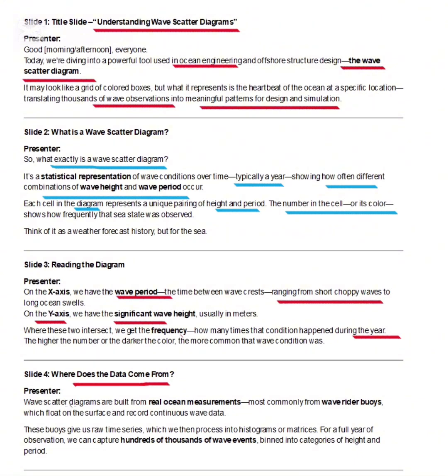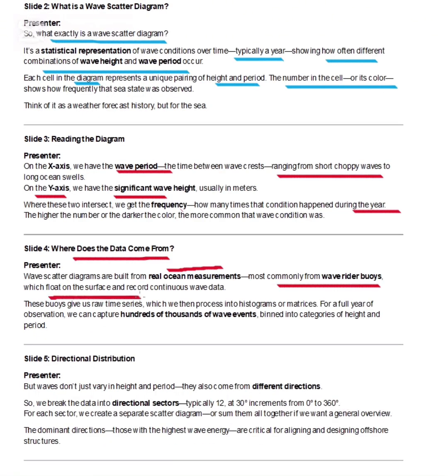Where does the data come from? Well, wave scatter data are built from real ocean measurements. Most commonly they come from wave rider buoys, which float on the surface and record continuous wave data. So you can understand how we get this kind of scatter data.